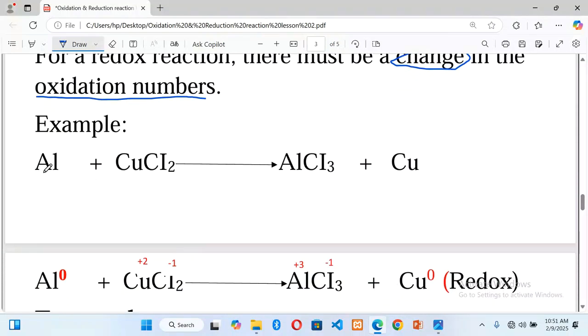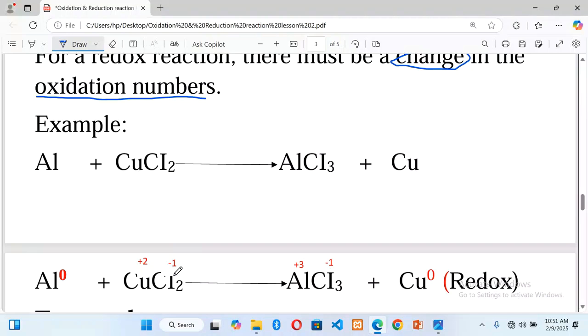We said that for free elements like aluminium, its oxidation number is 0. Another free element we have is copper, its oxidation number remains as 0. And then for copper in this compound, its oxidation number is +2. Chlorine is -1. I believe now we know where all these are coming from.